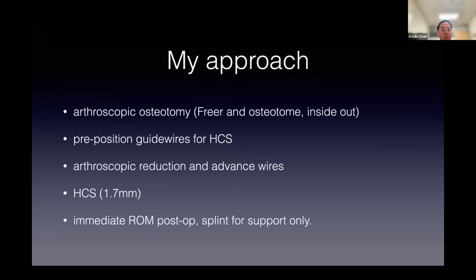My approach was to try an arthroscopic osteotomy, which actually was possible, and that involved getting into the joint and initially mobilizing the volar fragment with a burr and a fine osteotome from inside out. Then pre-positioning guide wires for a headless compression screw, stopping the guide wires at the level of the fracture, repeating the arthroscopy, reducing the fragment and advancing the wires, and then putting some headless compression screws over the top.